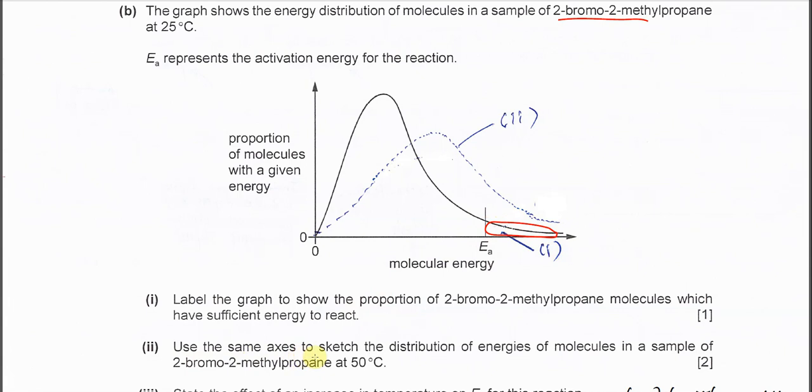Use the same axis to sketch the distribution of energy of the molecules at a higher temperature, 50 degrees C. So you just try to draw a dotted line. Okay, so make sure it's to the right and lower. To the right and lower. So therefore, here, you have more molecules able to undergo successful collision, and the rate is higher.